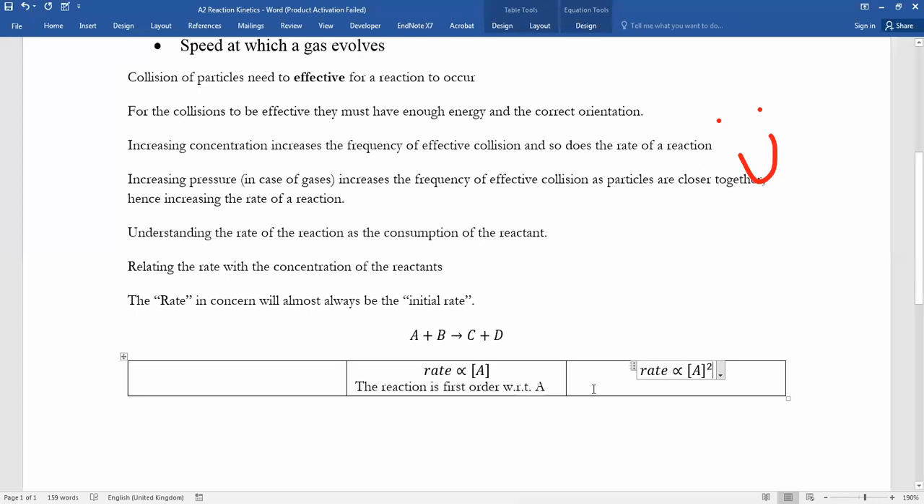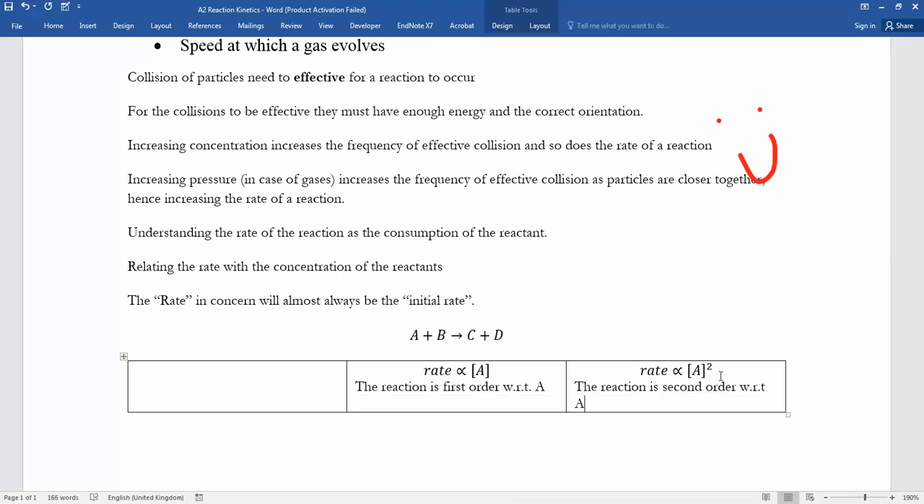And what will we call this? We'll say that if this is the case, the rate is second order. The reaction is second order with respect to A. Is this clear?